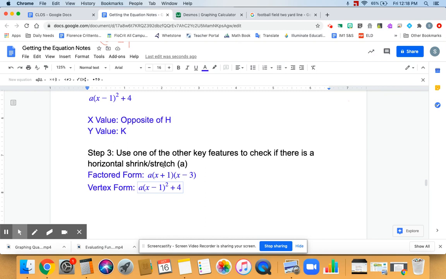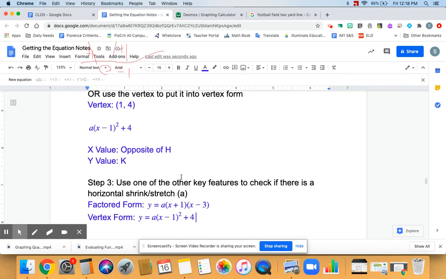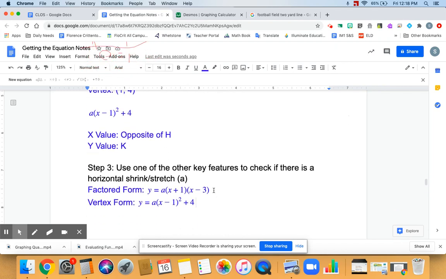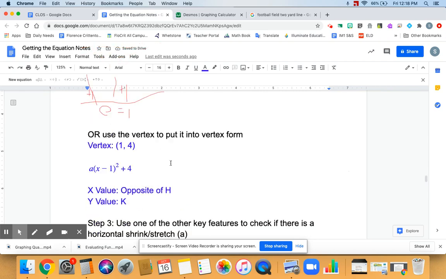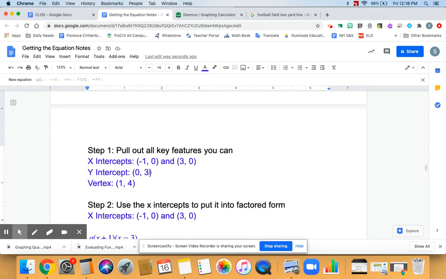So remember, this is always y equals or f of x equals. It doesn't matter which one I put for an equation. So here's how we're going to test it. I can take any other point for factored form. I can't use the two x-intercepts because that's what I use to make the equation. So for this one, I can use the vertex or the y-intercept. I'm going to go ahead and just use the y-intercept. So the y-intercept in my situation says when I plug in 0, I get out 3.